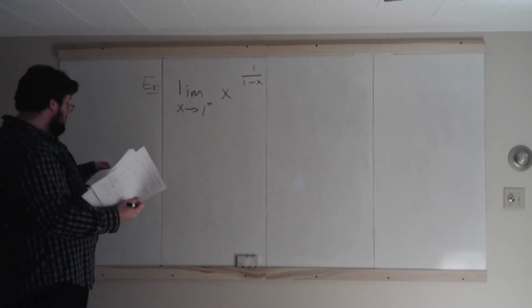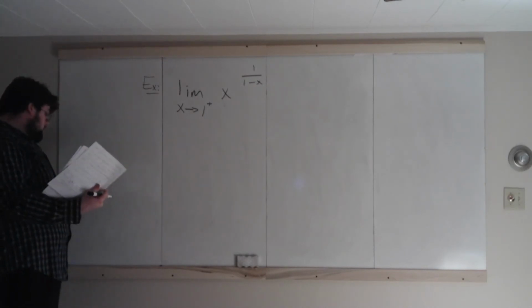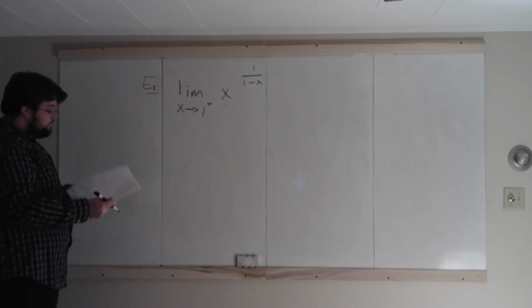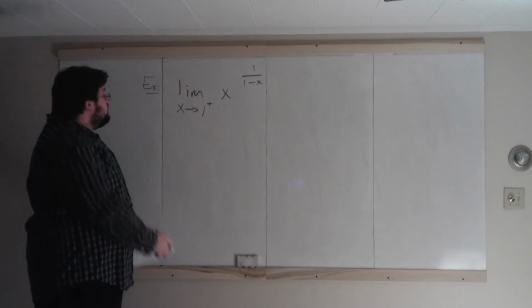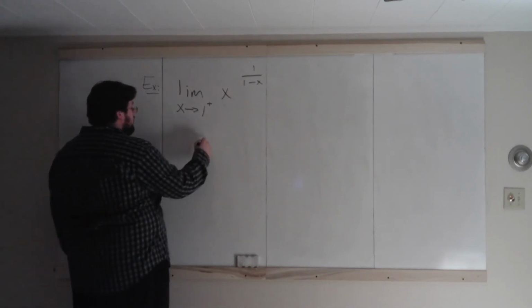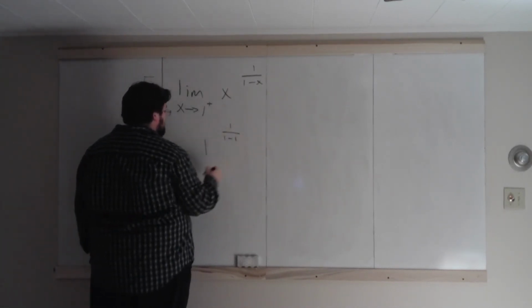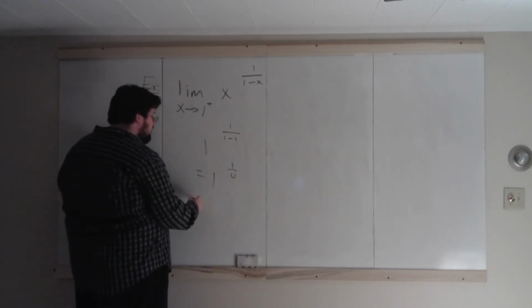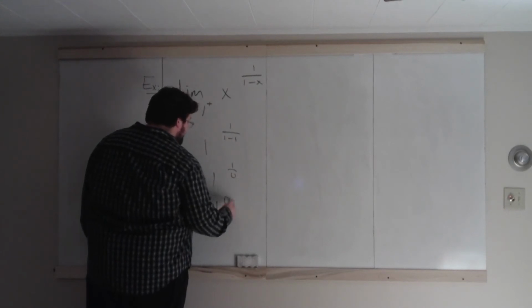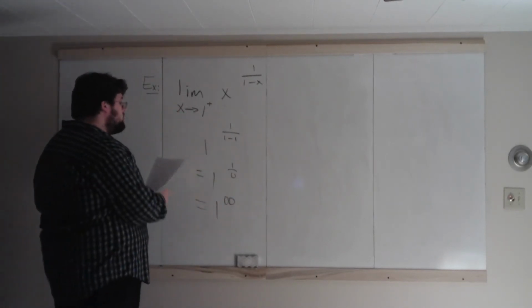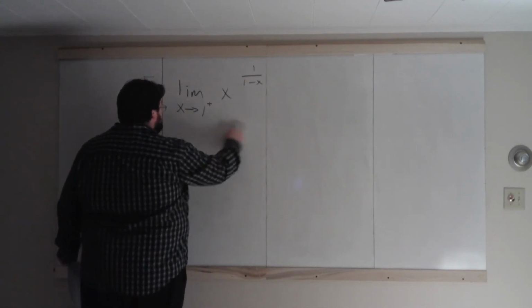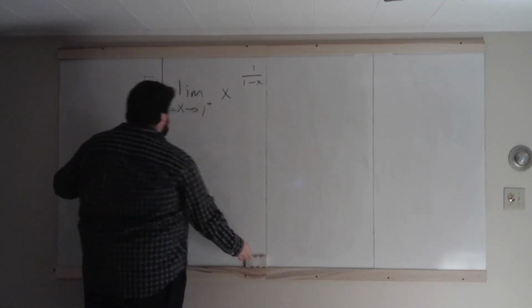Right here, you let x equal 1. What do you get? You get 1 to the 1 over 1 minus 1. That's a lot of 1s. But that's 1 to the 1 over 0, which behaves like a 1 to the infinity. When you have a 1 to the infinity, you can turn it into something on which L'Hopital's rule applies by throwing a logarithm on it.